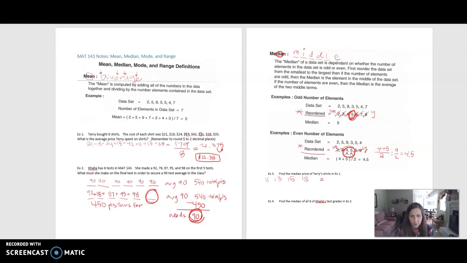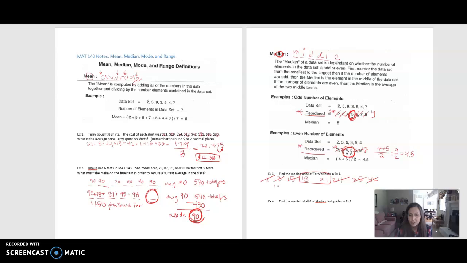I think 21 would come next. I'll scratch those out. 24, 35, and 42. Now make sure that you've used all your data sets. That would be 8 shirts. 1, 2, 3, 4, 5, 6, 7, 8. And you just start canceling. First cancels with last. Second cancels with second to last. Third cancels with third to last. And then I have 2 in the middle because my data set was even.